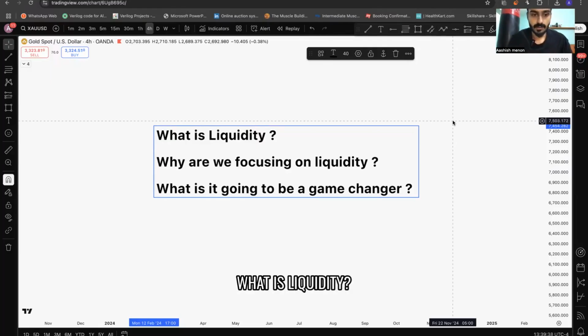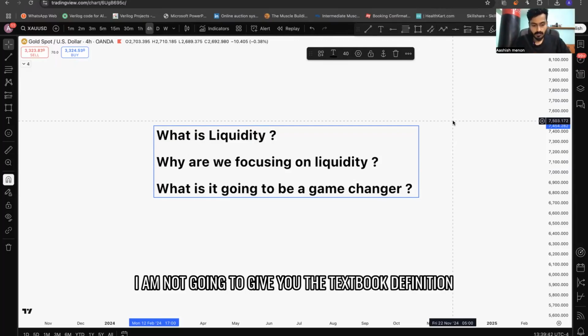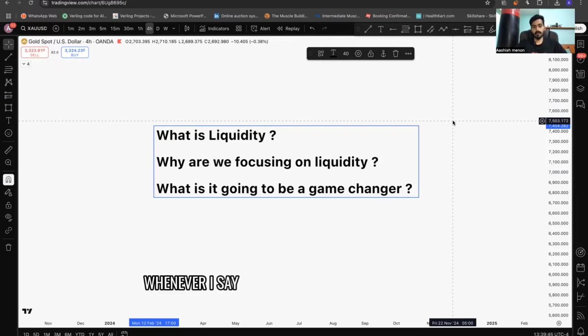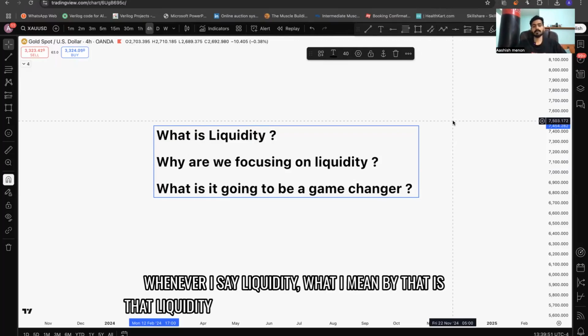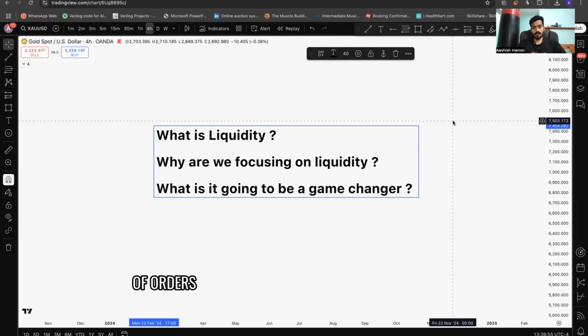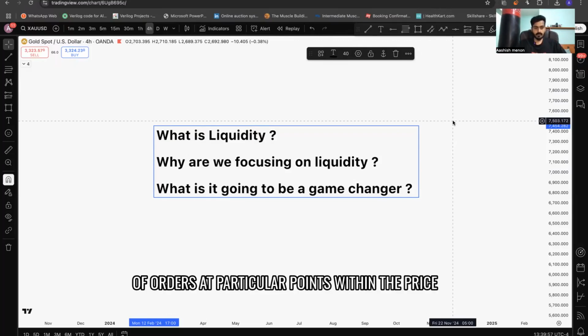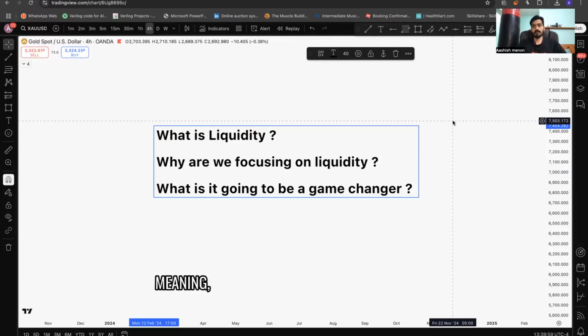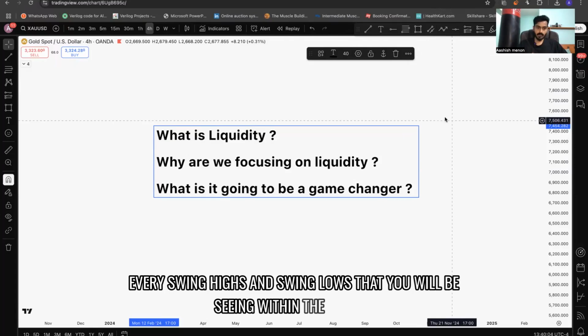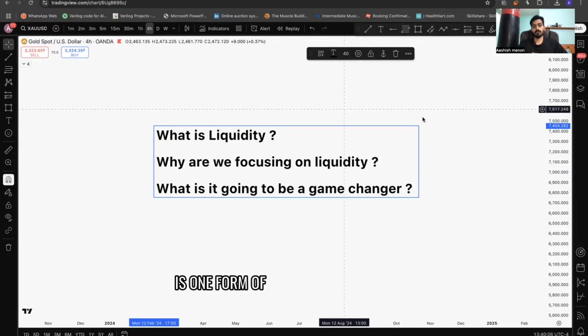What is liquidity? I am not going to give you the textbook definition. Whenever I say liquidity, what I mean by that is the accumulation of a significant amount of orders at particular points within the price of an instrument. Meaning, the market is filled with liquidity. Every swing high and swing low that you'll see within the market is one form of liquidity or the other.